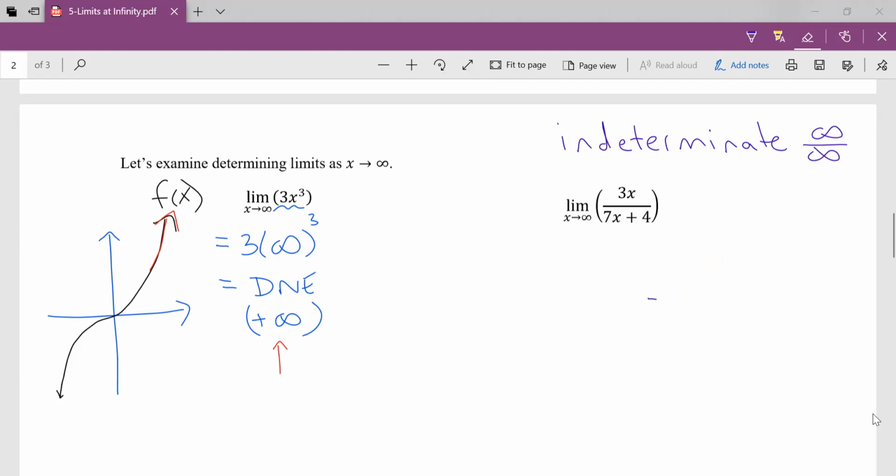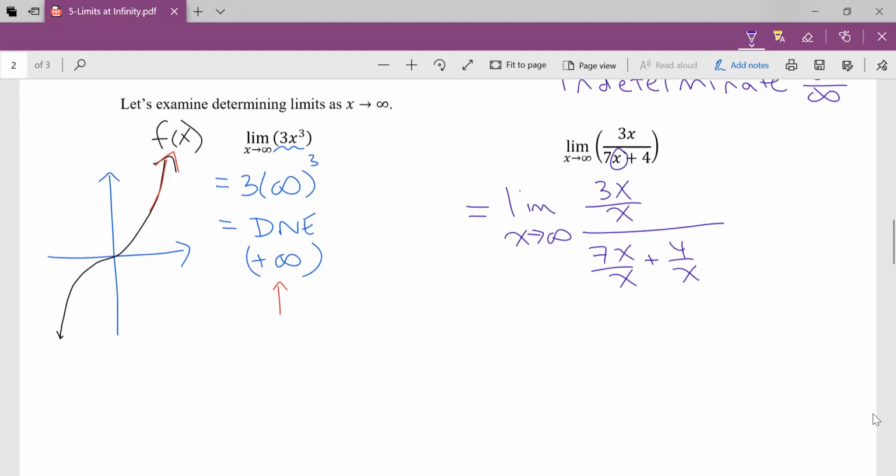So what are we going to do? Well, we're going to do something really smart. We're going to divide by the highest power that I see in my denominator. Why would I do such a thing? Watch what's going to happen. I'm going to divide everything by x. So 3x divided by x, 7x divided by x, 4 divided by x. I'm allowed to do this because I'm changing how it looks, not what it's equal to. Let's simplify.